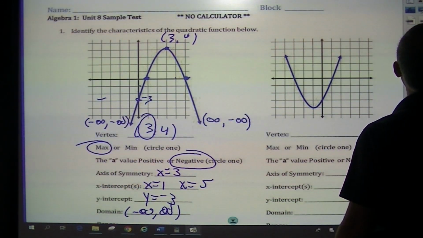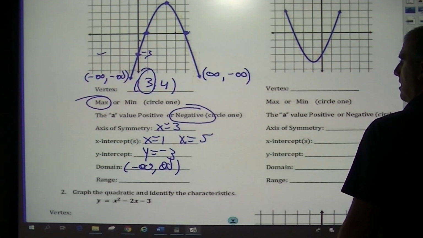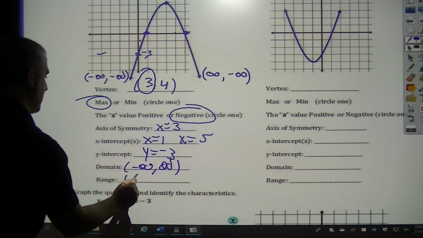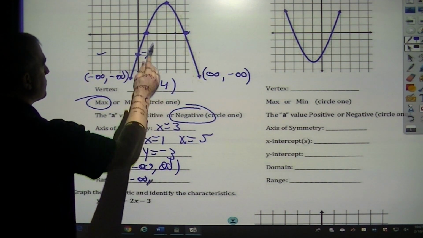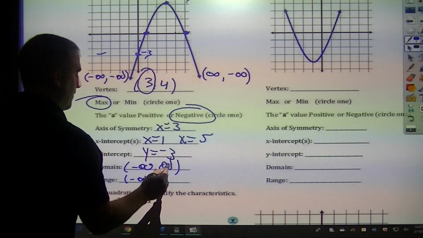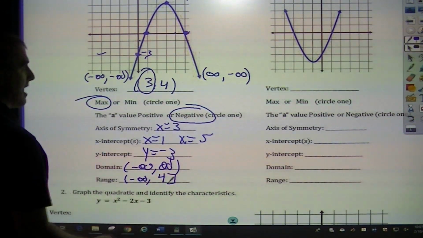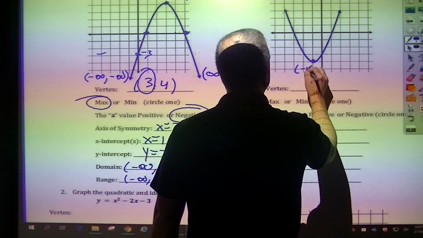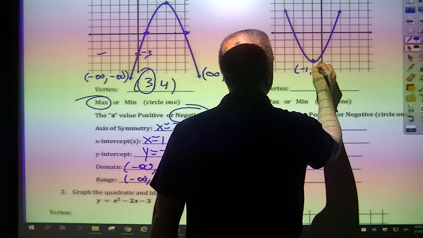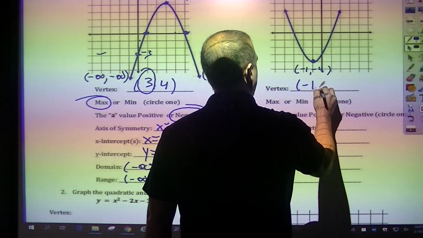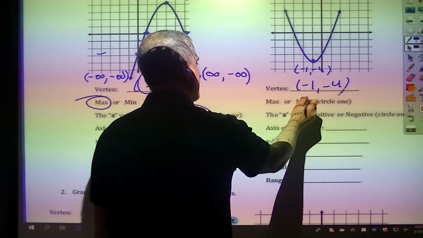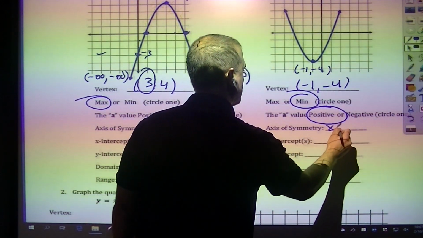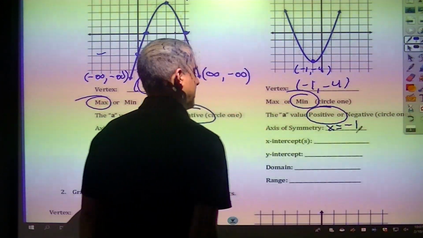And then for the range, the smallest y value is negative infinity, and the biggest y value ends up being 4, and I put a closed bracket there. The vertex here is negative 1, 1, 2, 3, negative 4. So negative 1, negative 4. This would be a minimum value. A would be positive. My axis of symmetry would be x equals negative 1.